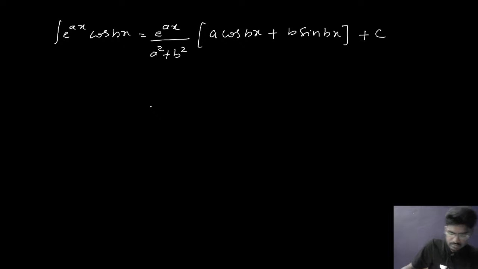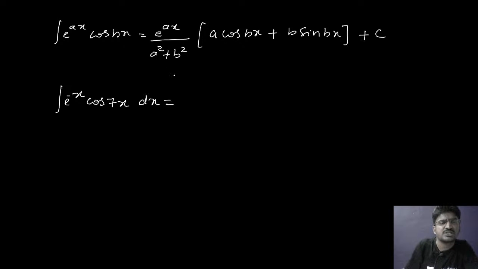So now let us go through this particular problem, that is e raised to ax cos bx. I will take one problem for that, that is integral of e raised to minus x cos 7x with respect to dx. Here you can see a value is minus 1, b value is 7. So using that you have to answer here.